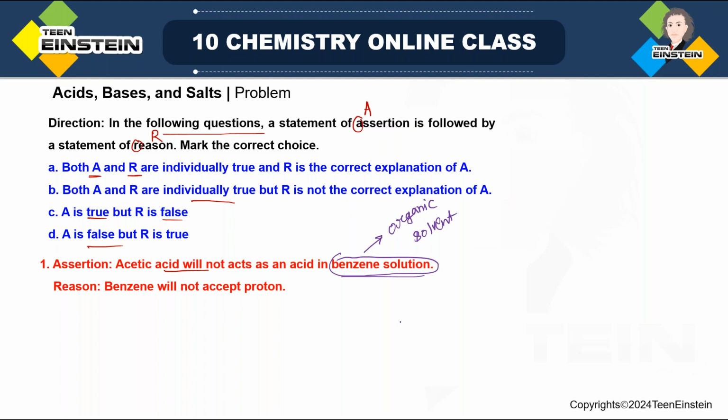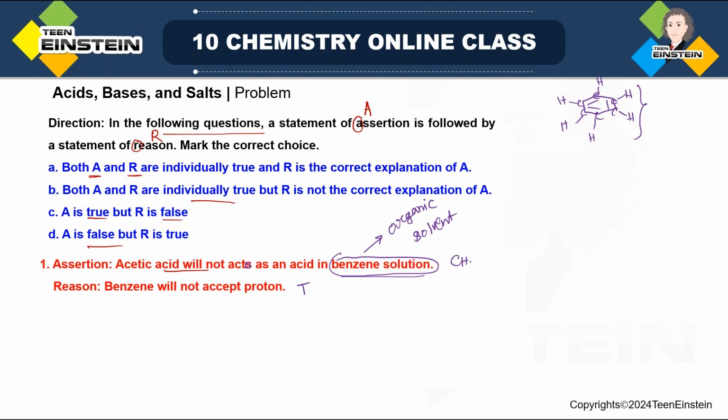And the second statement is benzene will not accept proton. Now, benzene is this type of molecule. All these positions have carbons, total 6 carbons, and there will be 1 hydrogen on each, so total 6 hydrogens are there. But whatever it is, it is a highly neutral compound. There is no tendency to accept proton under normal condition. So that is why the second statement is true. The first statement is also true, that acetic acid will not act as an acid.